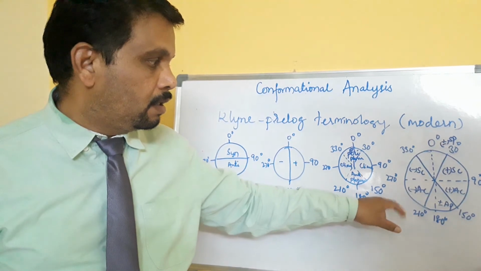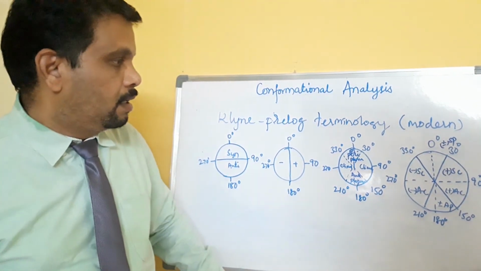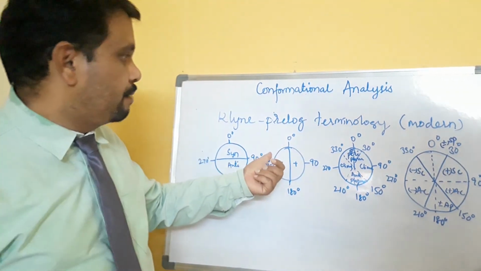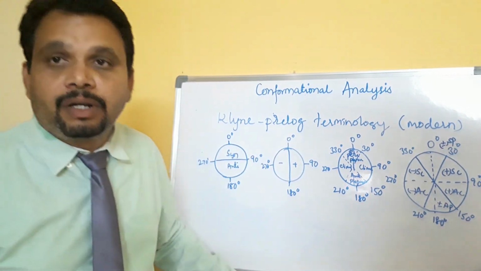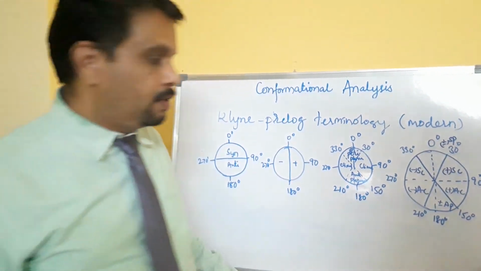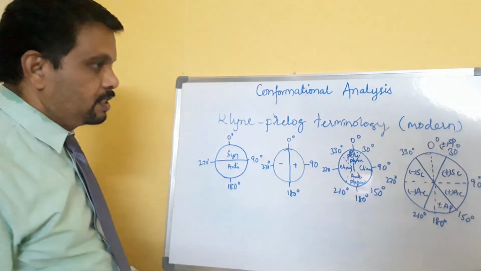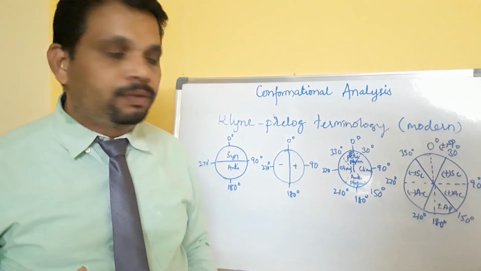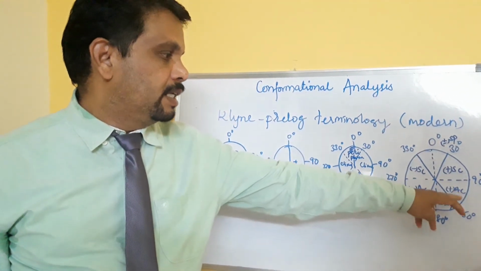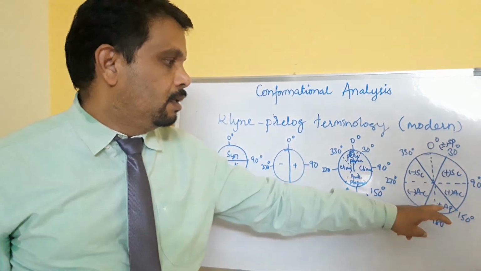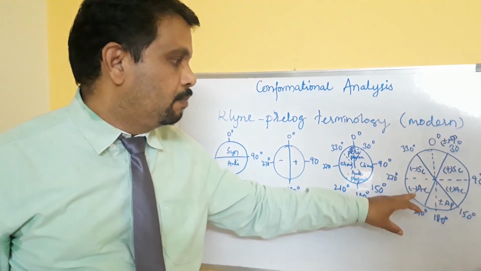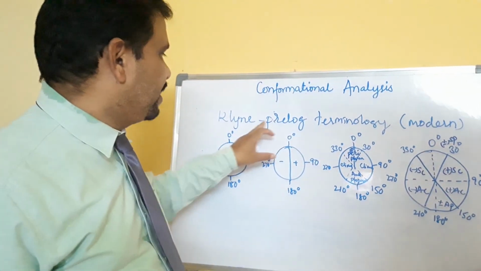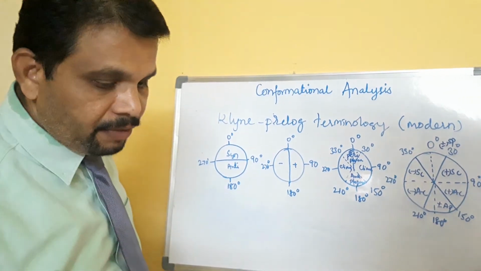Then it is very easy to give nomenclature according to Klyne and Prelog terminology. Suppose I'll tell you one example, so that you can understand how we can give this plus SC, plus AC, plus or minus SP, plus or minus AP, minus AC, minus SC. Okay. So this is Klyne-Prelog terminology. So I'll give you examples.